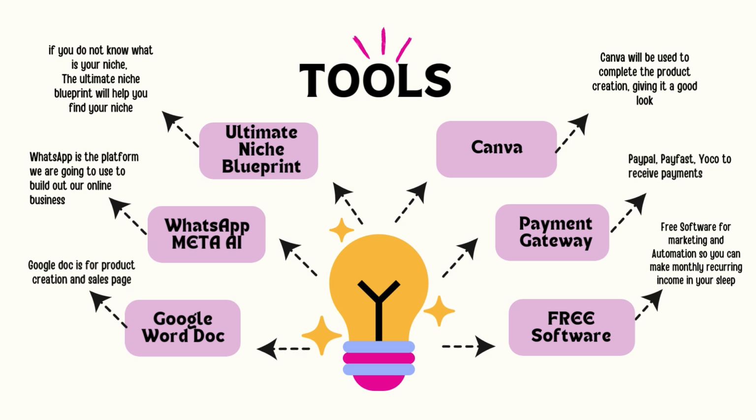Then we're going to use WhatsApp Meta AI. So WhatsApp is the platform we're going to use to build out our entire online business. Okay, then we're going to be using Google Docs. Now Google Docs is for our product creation and for our sales page.